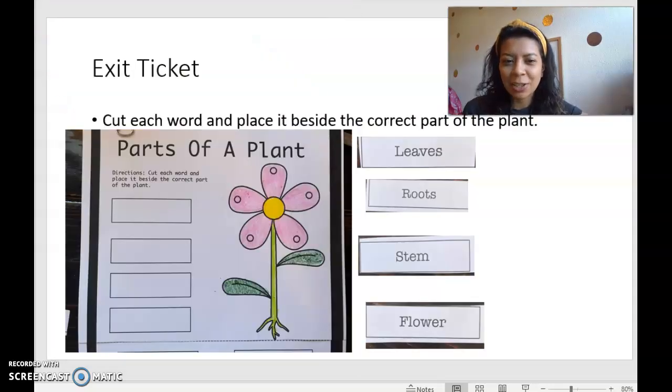For today's exit ticket, you are going to cut out each word and place it beside the correct part of the flower. So let's go ahead and get started with the first word here. The first word we have is leaves. Where on this part of the flower are the leaves located? Is it up on the top? Is it this one that holds it together? Are the leaves these that usually stick out? Or is it the bottom? The bottom is the roots.